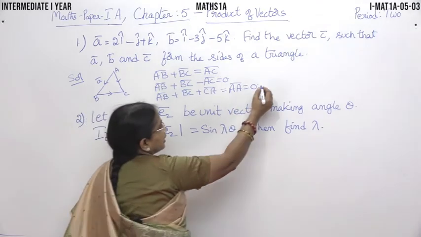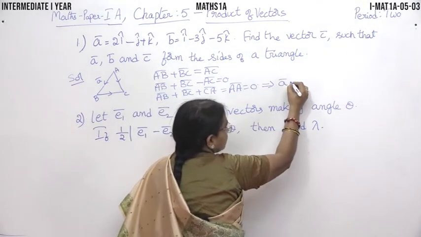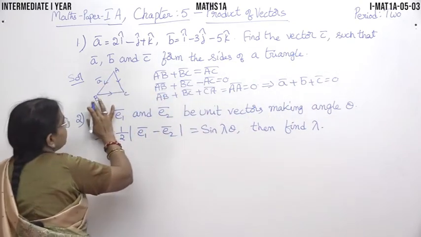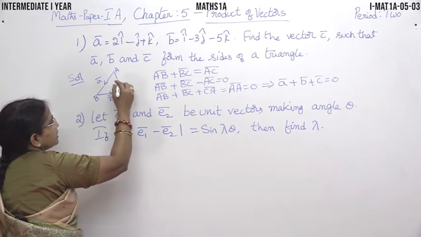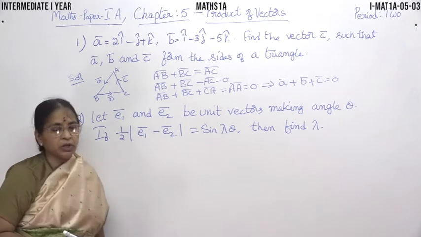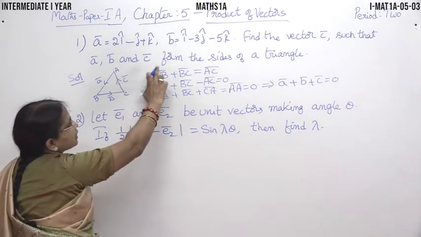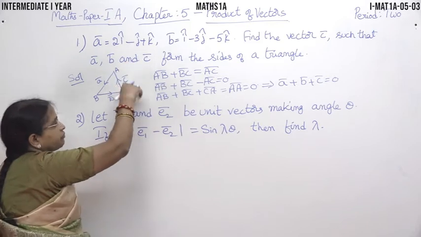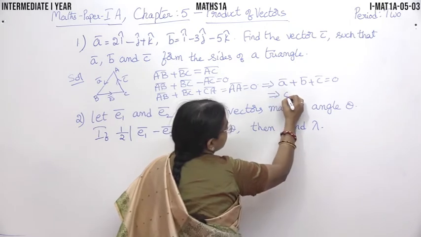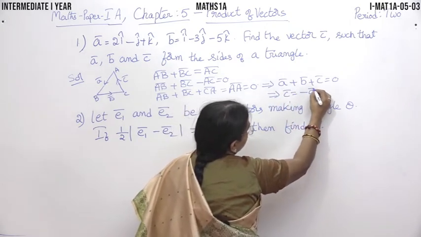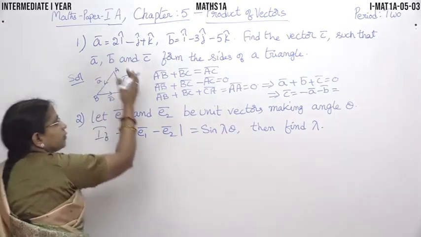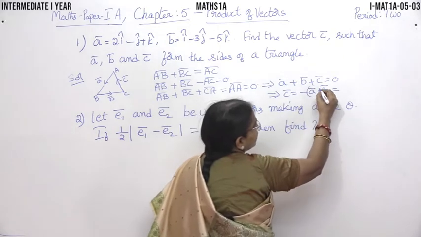Now, you are given that suppose that AB is A, BC is B, and then CA is C. Then A plus B plus C is equal to 0. Now you must find the vector C such that A, B, C form the sides of a triangle. So this implies C is equal to minus A minus B, or minus of A plus B.